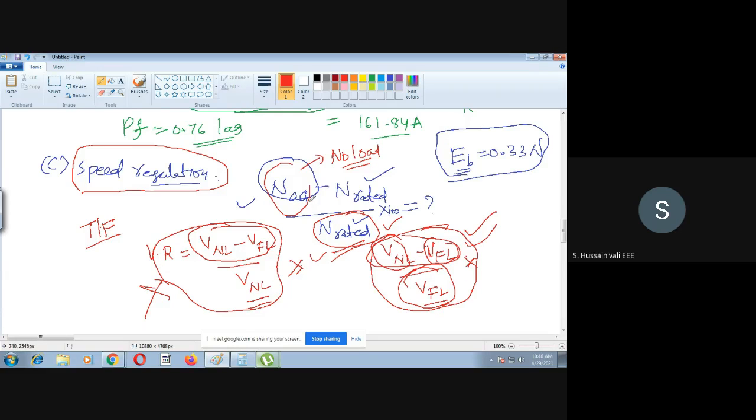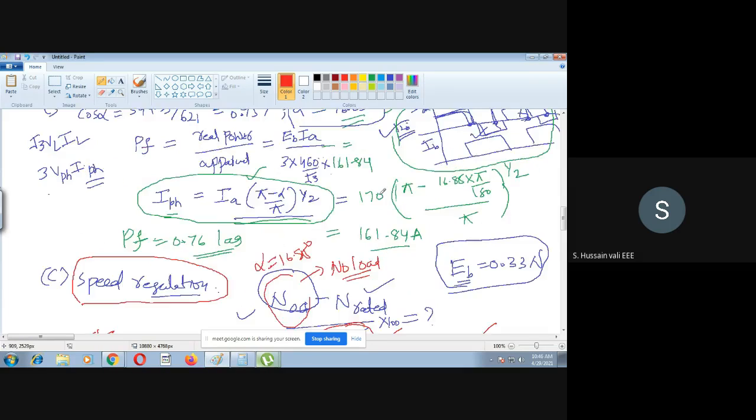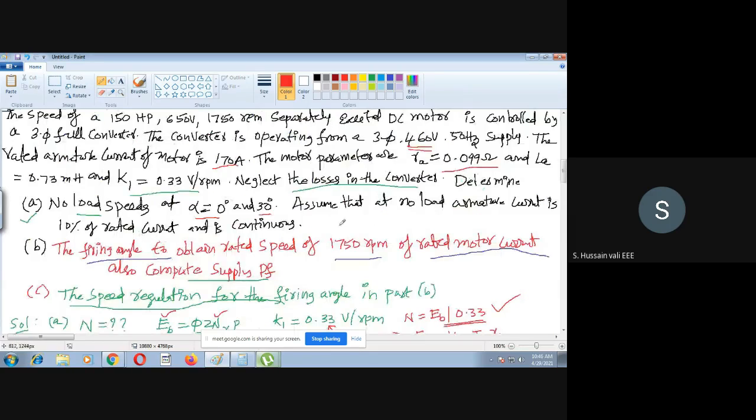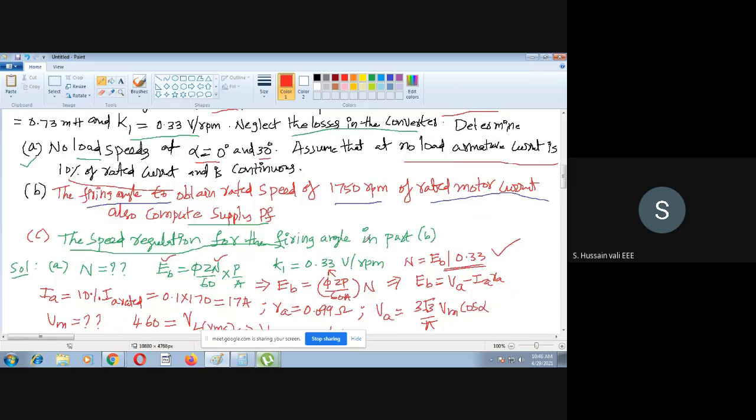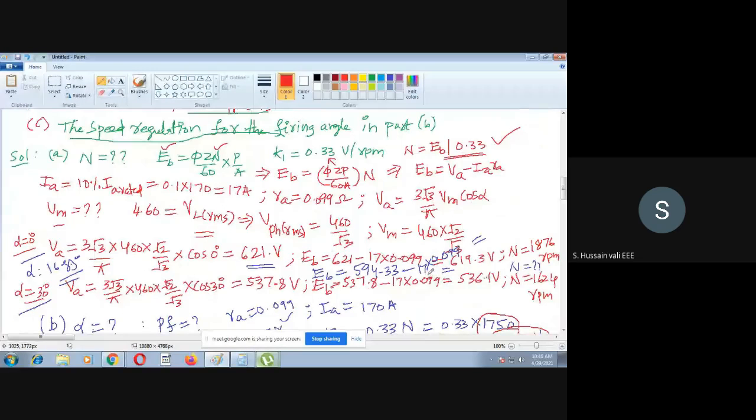So now, one thing is that it is no load minus full load. Here also, the same thing: the actual speed at alpha equal to 16.85. At this firing angle, he is asking you to find out the speed. But which speed do you have to find out? Do you find out the no load speed or any other speed? You have to find out the no load speed. It's important. So when you find out the no load speed, you go to the question data. What is the data he has given? At no load, the armature current is 10% of the full load current. Full load current is 170 ampere, so 10% of that is 17 ampere. So you will get 17 ampere here.